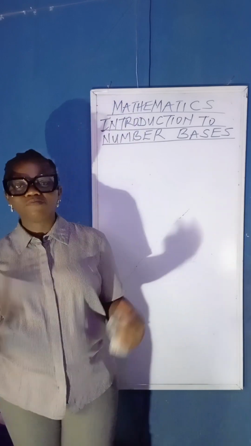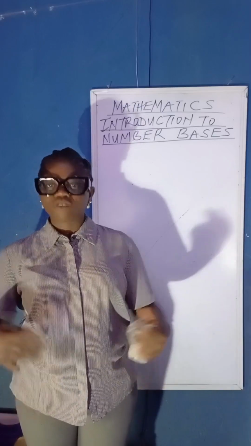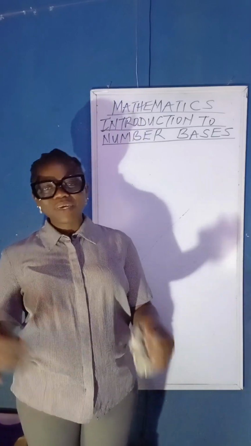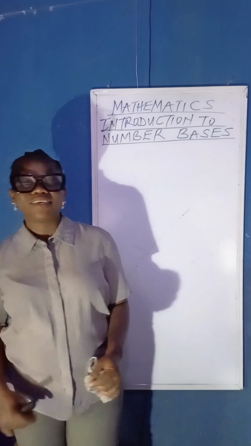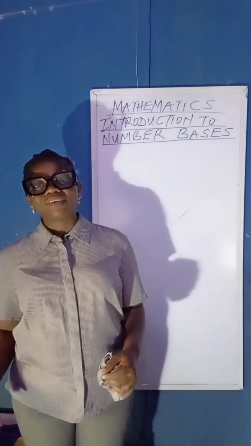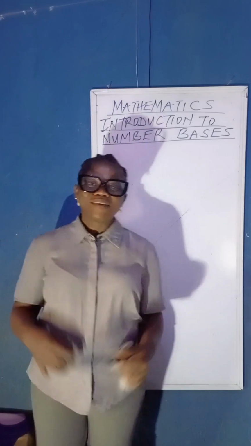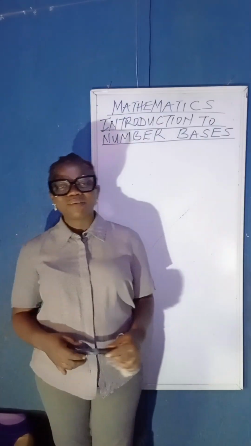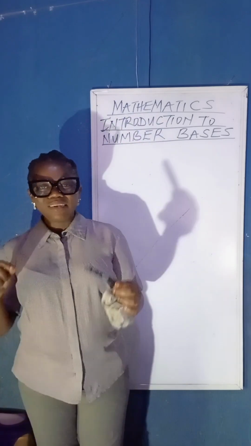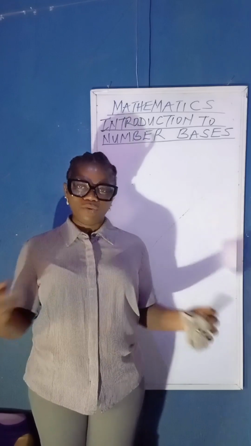Base 2 is binary. Base 3 is ternary or trinary. Base 4, quaternary. Base 5, quinary. Base 6, senary. Base 7, septenary. Base 8, octal. Base 9, nonary. Base 10, decimal or denary. The base 10 is the everyday number we use.